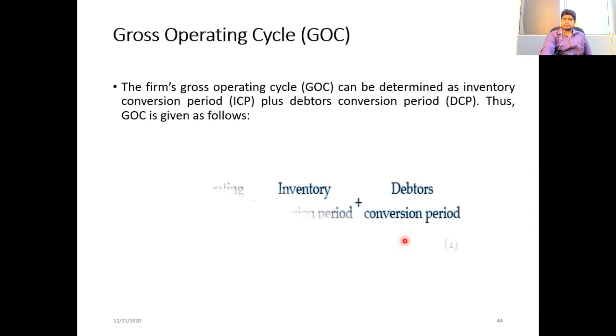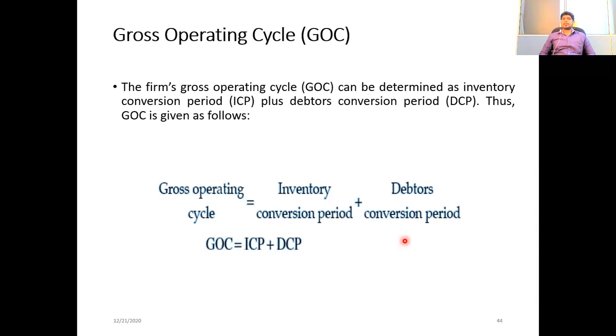Right. So gross operating cycle is sometimes called the operating cycle. Gross operating cycle and operating cycle are both the same concept. Net operating cycle is sometimes called the cash cycle, right? Net operating cycle is equal to cash operating cycle. Here we look at the gross operating cycle.